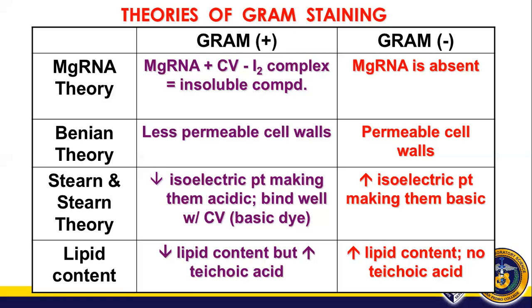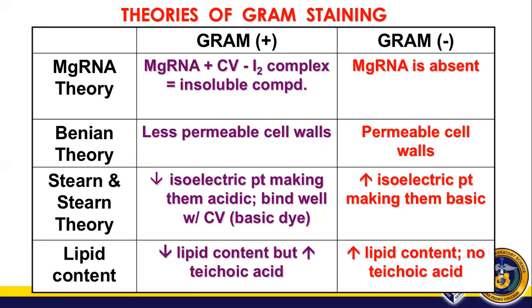Again, the magnesium RNA theory maintains that the magnesium RNA binds well with the crystal violet iodine complex, therefore it's not easily removed when decolorized. In the same manner, in the Binyan theory, once a material penetrates or is absorbed into the peptidoglycan layer, it cannot be easily removed because cell walls of gram-positive organisms are believed to be less permeable. For the Stern theory, due to the low isoelectric point of the gram-positive cell wall, it binds perfectly well with the crystal violet, hence it retains the violet color.